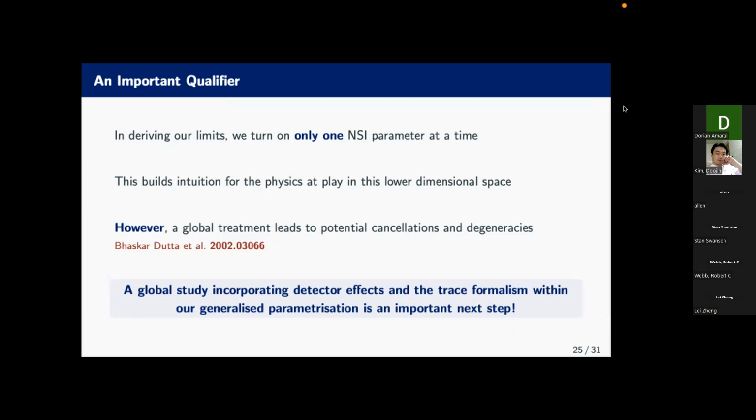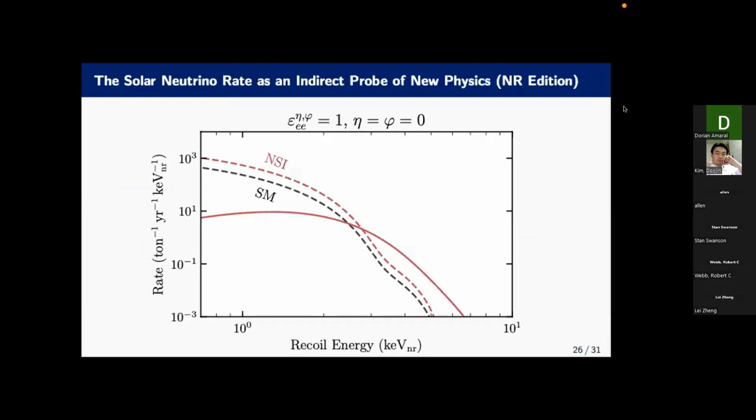Okay, so just to flash some of the rates that we expect to see. This is a nuclear recoil rate for an epsilon EE turned to 1 and all the others 0. This is like saying you have an NSI just with the proton. So black is the standard model, red is with this NSI, dashed is ignoring detector effects, and the solid is included. So with the solid, we have efficiency effects, we have resolution effects. We don't have any backgrounds for nuclear recoils because that's a realistic aim for upcoming detection experiments, or at least for the background to be very, very low relative to the neutrino signal.